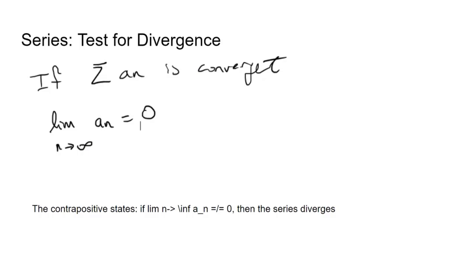However, that does not mean that if the limit of this sequence is 0, then it's convergent. That would be the inverse, and the inverse does not hold in general. And then the contrapositive down here, if you know any logic: P implies Q is up here, and this is not Q implies not P.